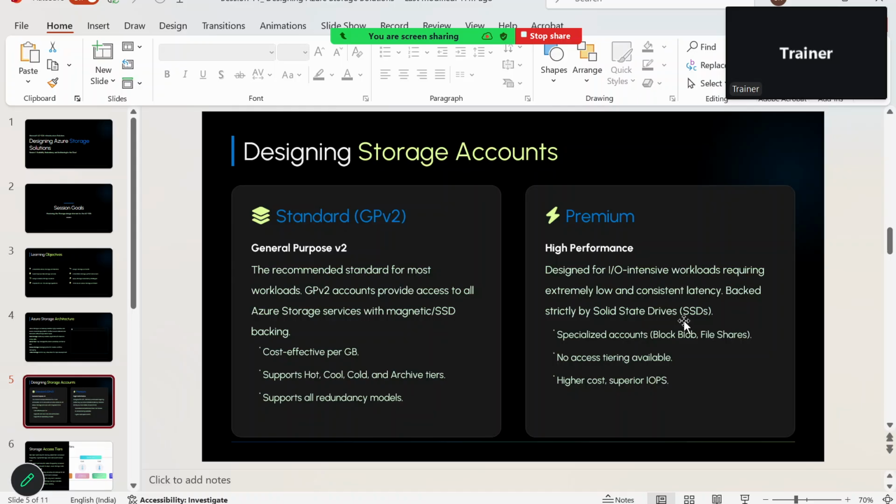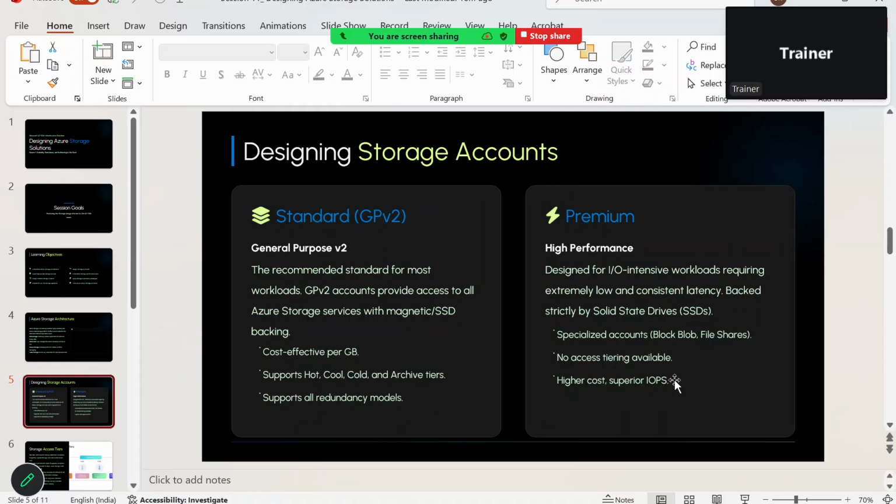Okay, no issue. So what is premium? It is specialized for block blob storage and file shares, with no access tiering available, high cost, and super high IOPS. Okay. So what are the enterprise design considerations? The architect should evaluate performance, scalability, durability, compliance, and cost before selecting the storage architecture.